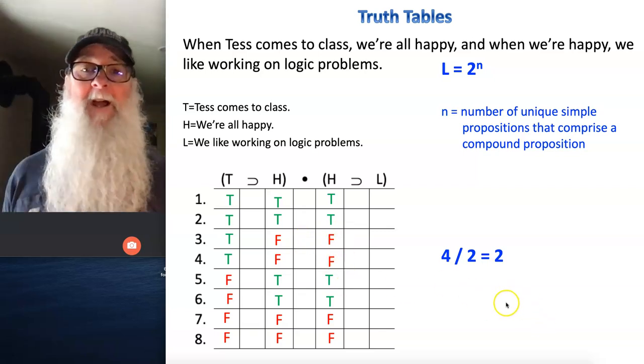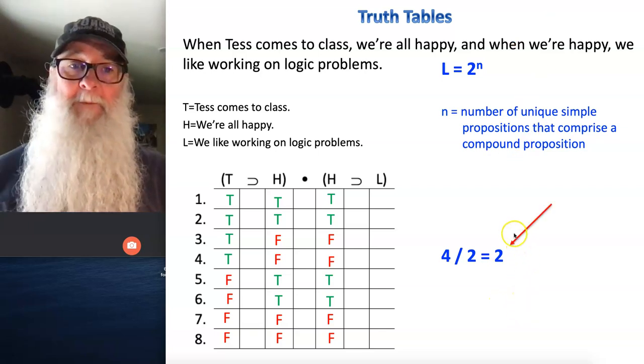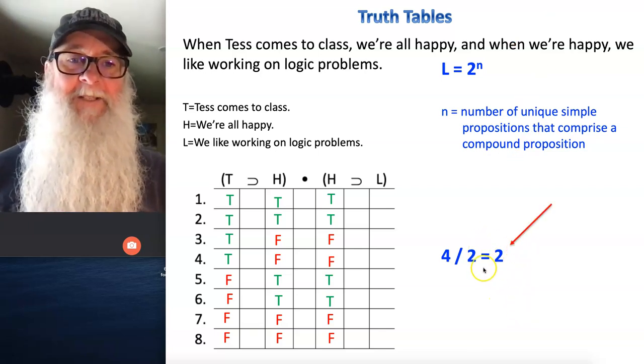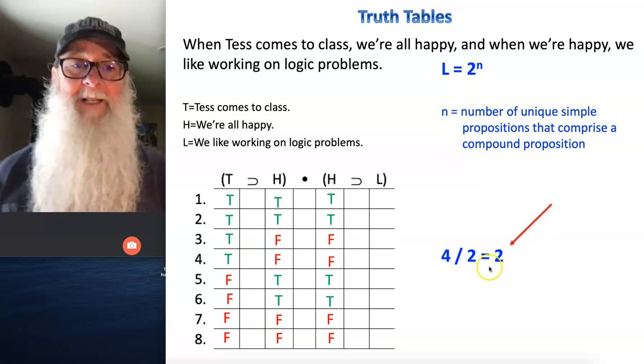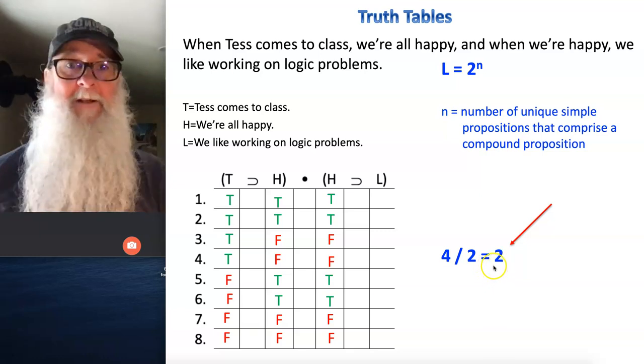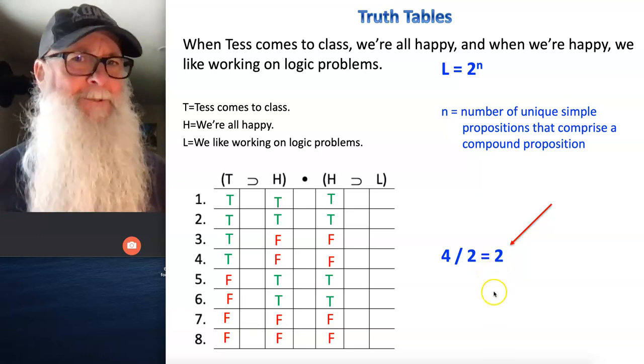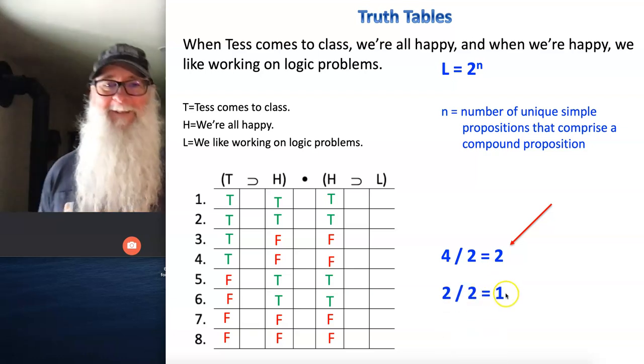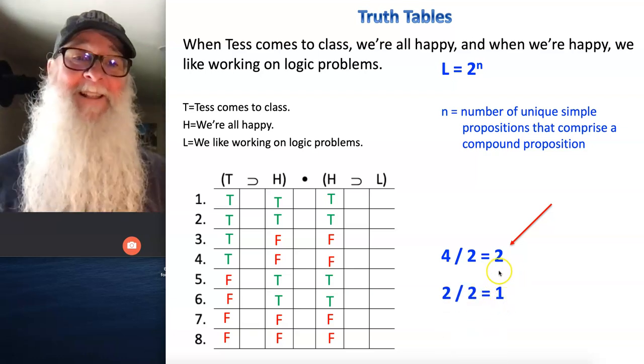Okay, so now I can move to the next step, which is to look back at this number I got the second time I calculated, or the third time I calculated, L equals 2 to the n. Guess what I'm going to do to it? Did you say divide by 2? Yeah. Okay, so I'm going to divide that by 2.